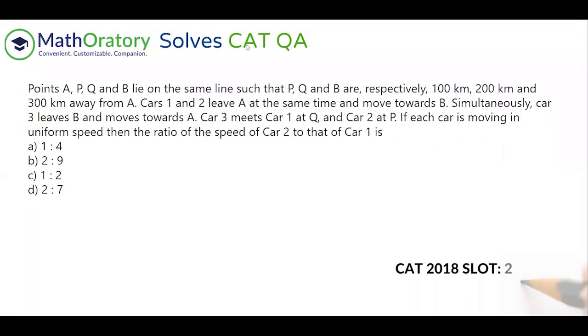All right, so we have a time and distance problem. It says there are 4 points A, P, Q, and B lying on the same line, such that P, Q, and B are 100, 200, and 300 kilometers away from A. So basically, equidistant points A, P, Q, and B, with a gap of 100 between two consecutive points. And there are cars moving on this track.